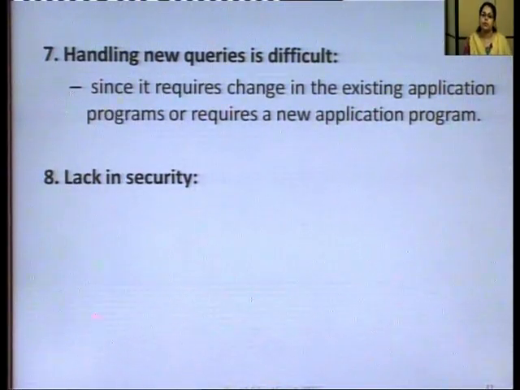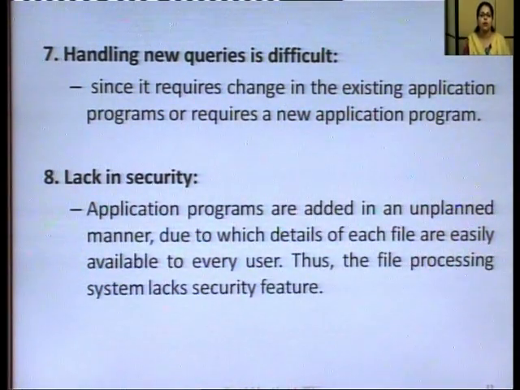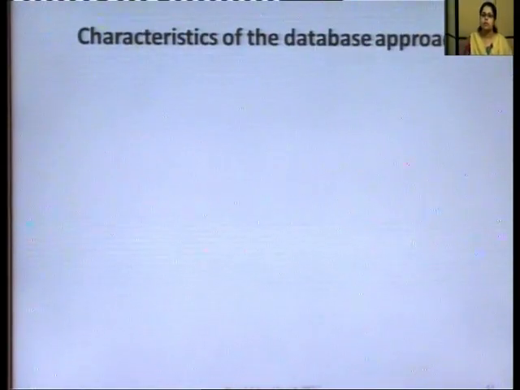Lack of security. Application programs are added in an unplanned manner, due to which details of each file are easily available to every other user. That means the file processing system lacks security features. So these were the main disadvantages or drawbacks of the traditional file processing system in comparison to the database approach.